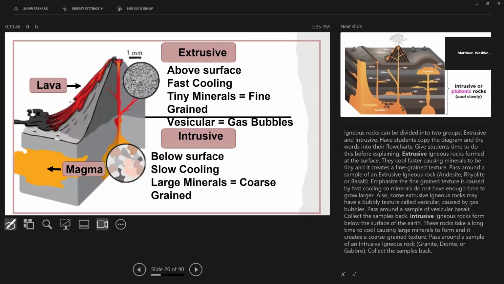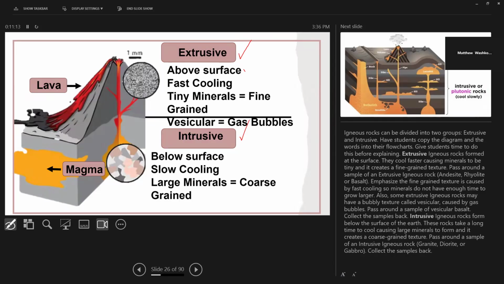So, now we're going to learn about what extrusive and intrusive is, and you'll need to know this. Igneous rocks can be divided into two groups, right? Extrusive and intrusive. So make sure you get this information down. Pause the video, write that down, and then we'll get going. Extrusive rocks are formed at the surface.